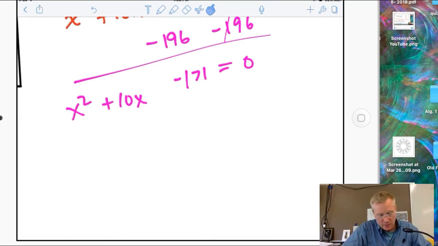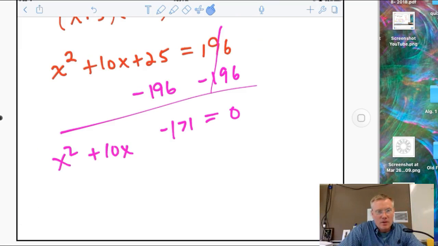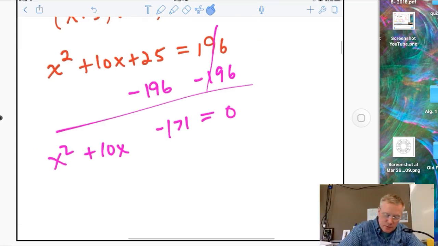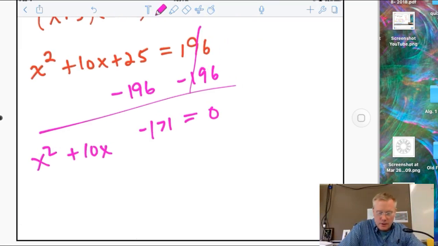Okay, so now you could do this by factoring if you wanted. You could do it by quadratic formula. I think I'm going to go straight to quadratic formula. 171 doesn't seem like such a great number to factor, but I'll do it out by factoring also. Okay, so if I was going to factor this, it looks like it would be nice and easy, except that 171 is a pretty big number.